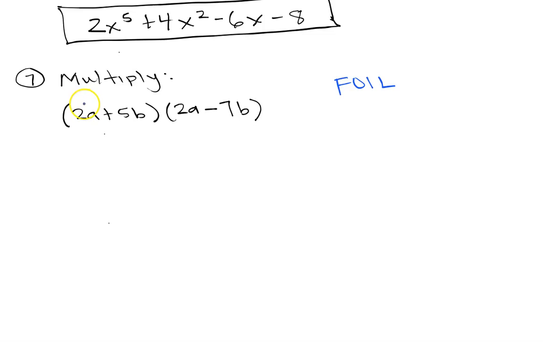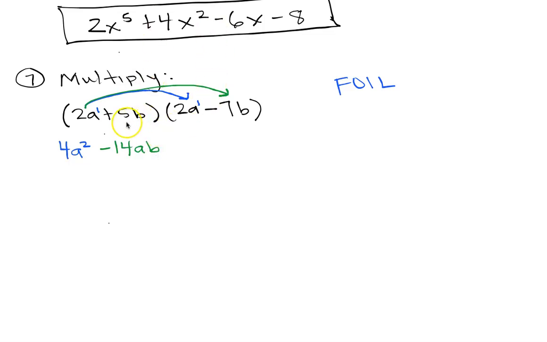So if I multiply the first terms of each of these binomials together, I'll be doing 2a times 2a. Well, 2a times 2a is 4a squared, right? Because I have an a and another a. And I'm adding those exponents together, so that's why I get that a squared. Okay, then I'm going to take that 2a and multiply it by the -7b, which is my outside term. So 2a times -7b is -14ab.